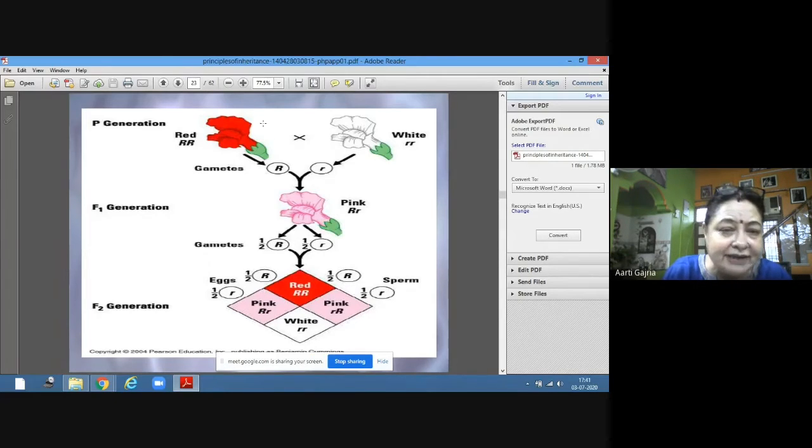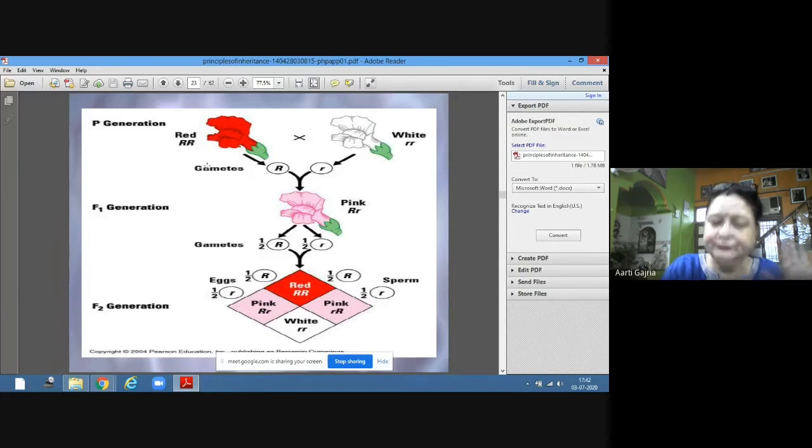Now this red color flower is having two alleles. It is true breeding. True breeding means it is homozygous. Homozygous means it is capital R, capital R. Clear? Now this capital R is producing some enzyme, and this capital R is producing some enzyme. They are producing the same type of enzymes, and those enzymes are capable of expressing red color.